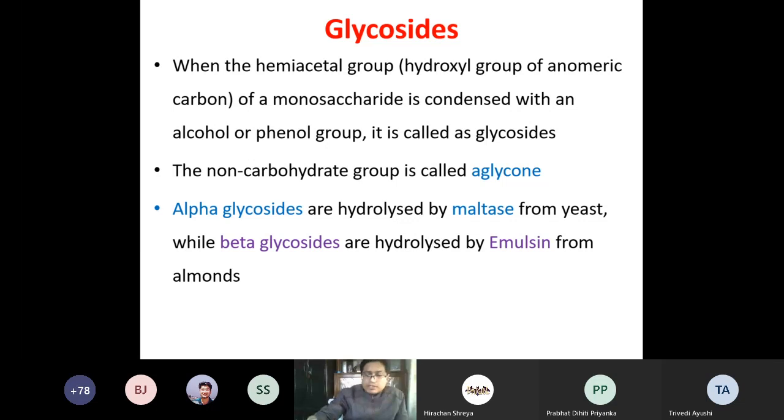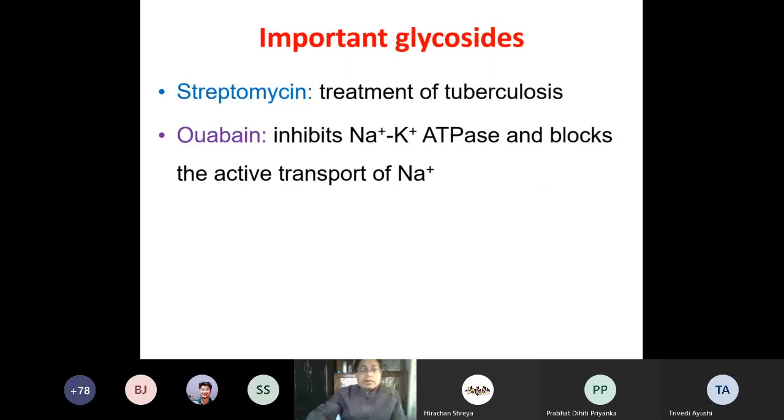Later on, we'll study the formation of disaccharides, with the bond formation between two monosaccharide units. That is also the glycosidic bond. In that case, both moieties are carbohydrates. But in other glycosides, one is the carbohydrate, and this hemiacetal group can combine with the OH group of non-carbohydrates also, and in that case also they are known as glycosides, and the non-carbohydrate moiety is called an aglycon. Okay, important glycosides are streptomycin, ouabain. These are examples of important glycosides.